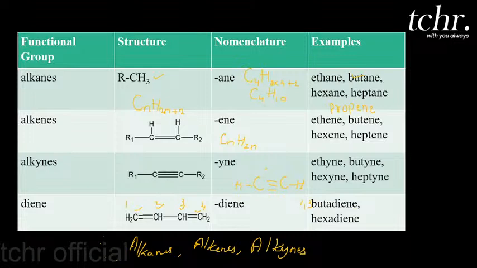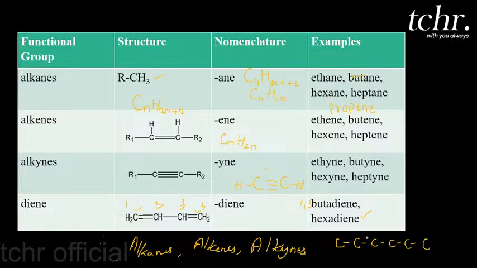In the same way, students, you can try it for hexadiene as well. So how do you write the structure of hexadiene? How many carbon atoms does hexa indicate? It indicates 6 carbon atoms. Hexa means 6, right? Yes, 6 carbon atoms.